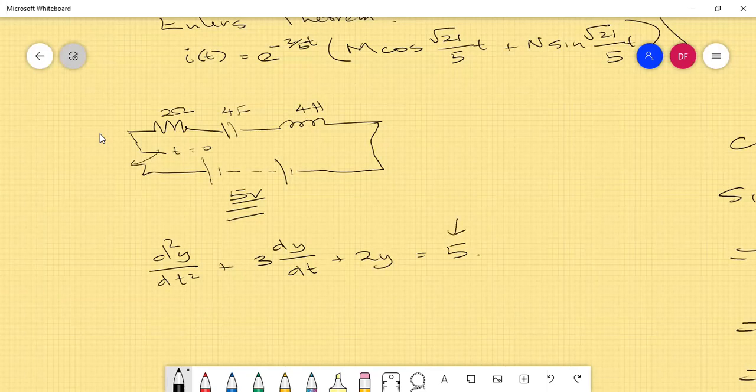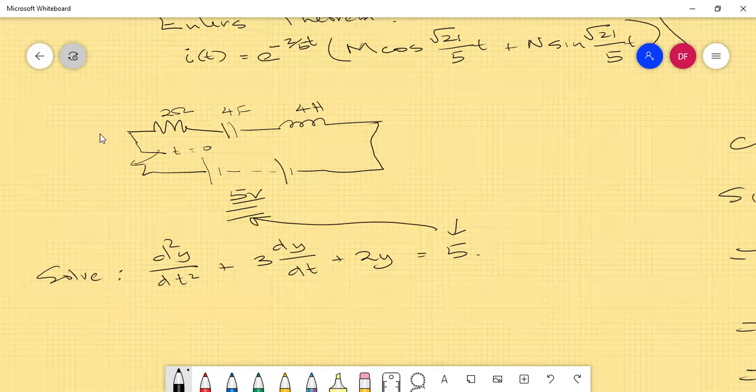And that says, suppose my input is not 0, it's not homogeneous. Suppose my input is 5 volts. Then what is the process? What do I do? So we would use one of the other processes.